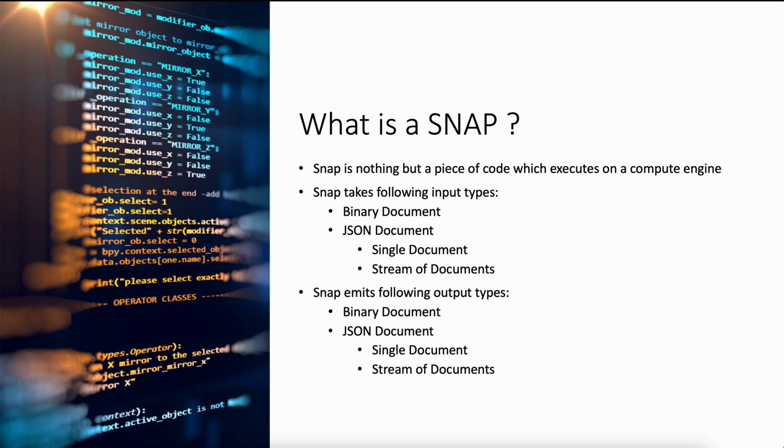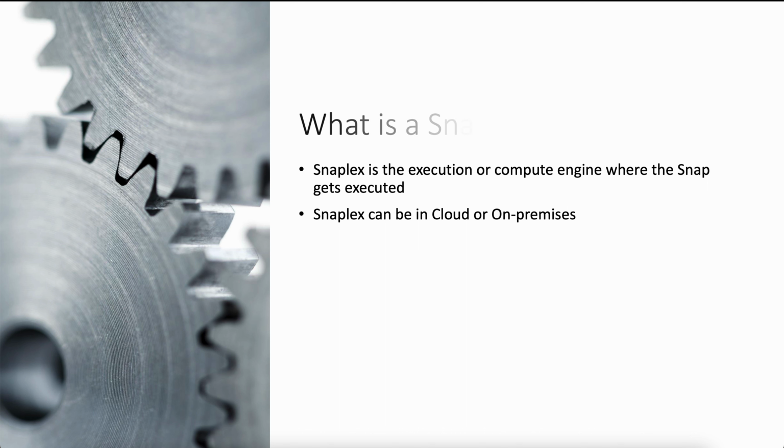Now, as I mentioned, a snap executes on a compute engine. Wherever a snap executes, that's what we call a Snaplex. A Snaplex is nothing but an execution or compute engine where the snaps get executed. This execution engine can be either in the cloud, which is primarily managed by SnapLogic itself, or on-prem. When I say on-prem, it could be your own private data center, or it could be still in the cloud but managed by you. Those are the two types.